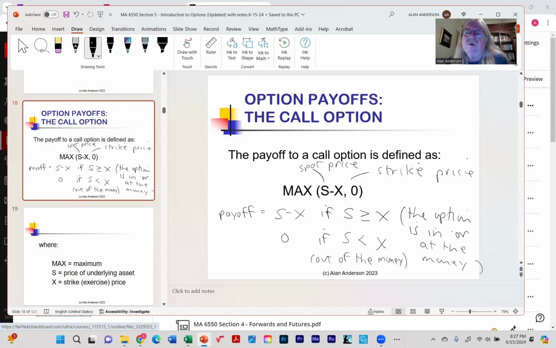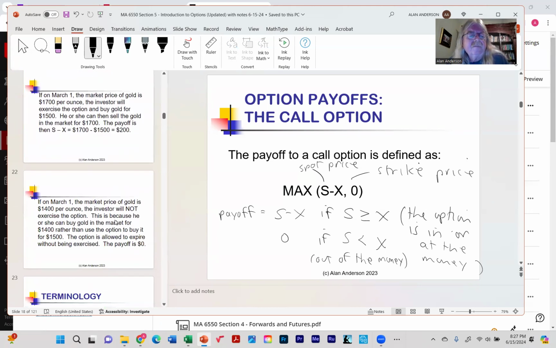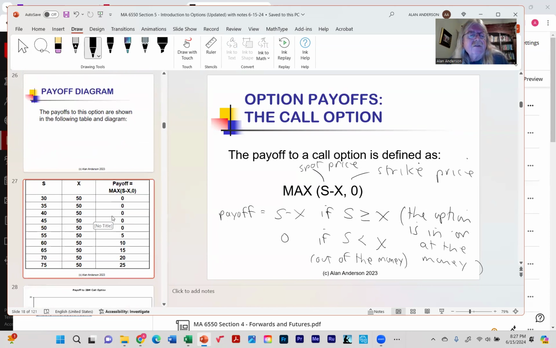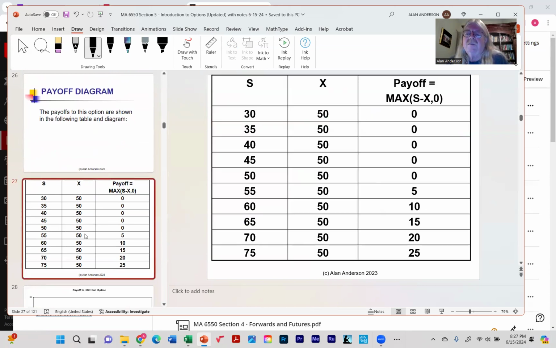This is what we know in calculus as a piecewise function, meaning that it has at least two different values depending on the independent variable. And so we're going to graph this in a very interesting way. By the way, let's just confirm that these are correct. So in other words, here, the option is out of the money.